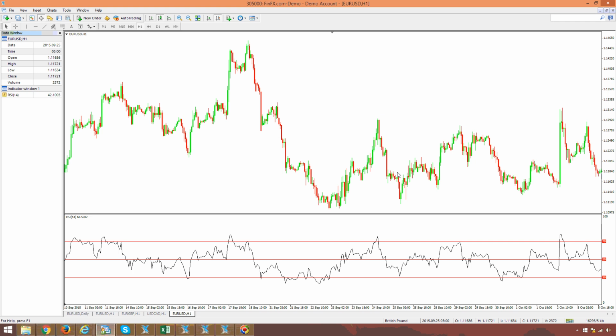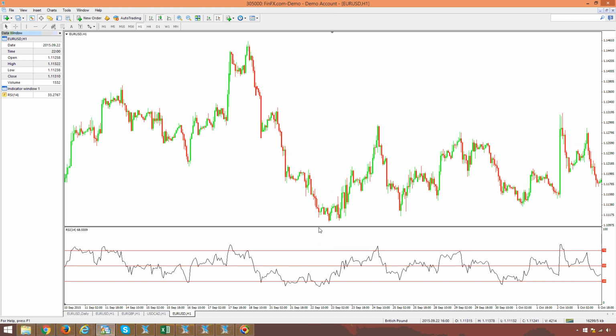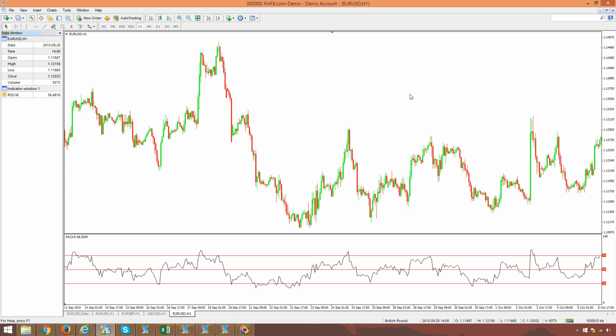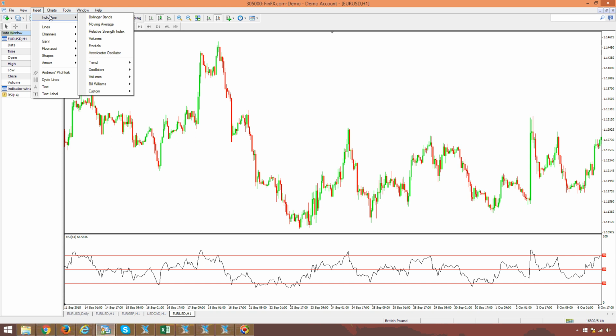However, what's the bigger disadvantage? The bigger disadvantage is to use too many oscillators on the same chart, basically looking for confirmation. This is a danger because you will end up waiting for the perfect setup, which may not come. So let's choose another oscillator.